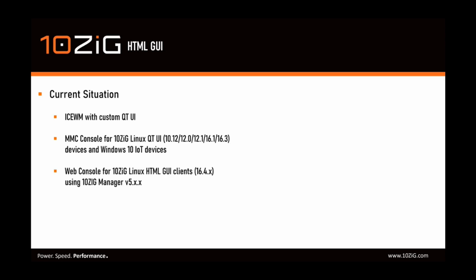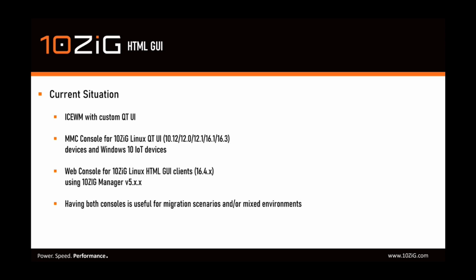So what we're doing now is we're going to move over, and you're going to interact with the new HTML GUI using the web console. That firmware version is going to run in the 16.4.x using a manager version 5.0 or 5.x.x. And I think with some of those local operating system firmware versions, they're mainly the older 32-bit firmware, aren't they? Yep, correct.